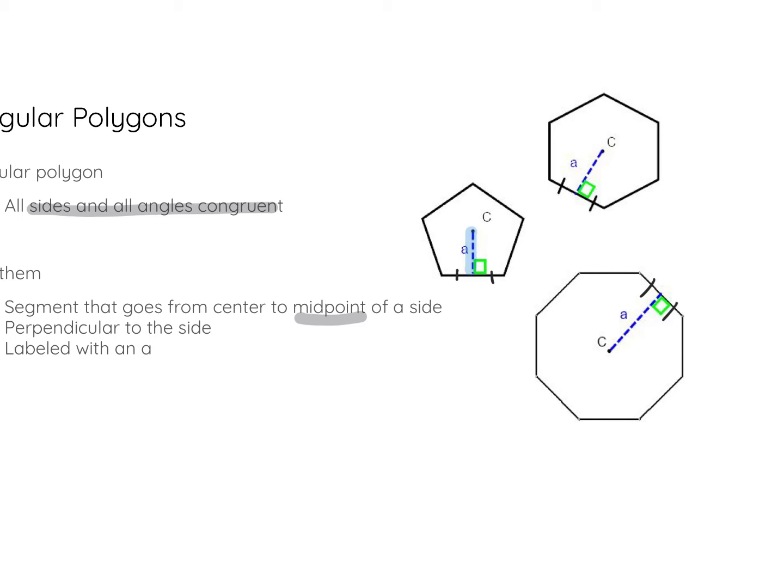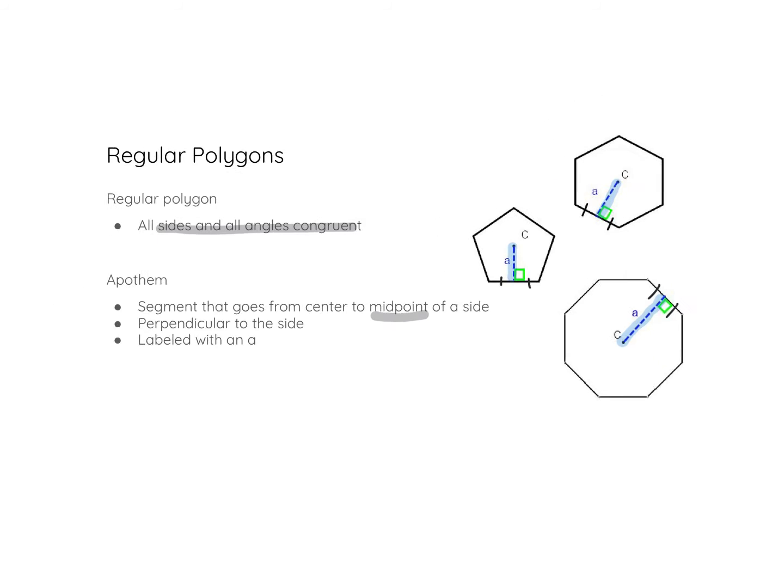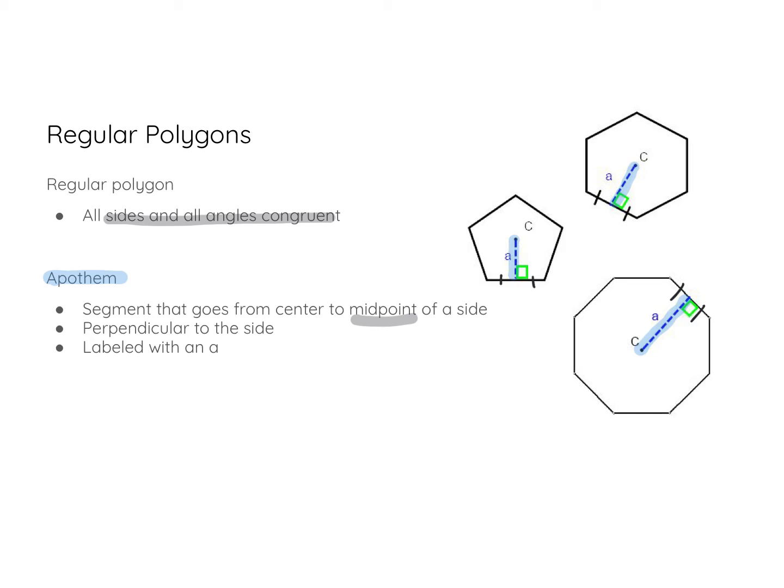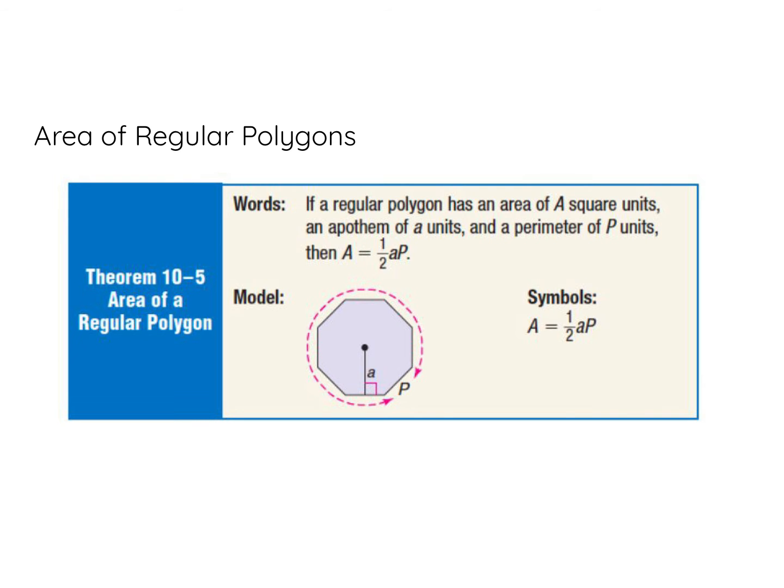Because it goes, again, from the center perpendicular to the midpoint of the side, right? And so that is called the apothem. We label that with an A, apothem. There's that word, okay? And we're going to use that in our formula for area, so we need to know what that is exactly.